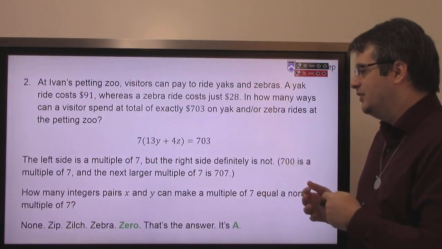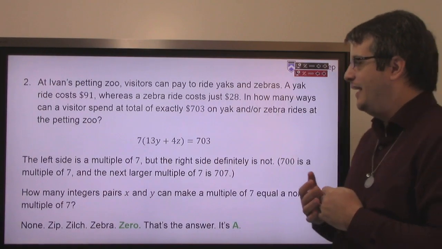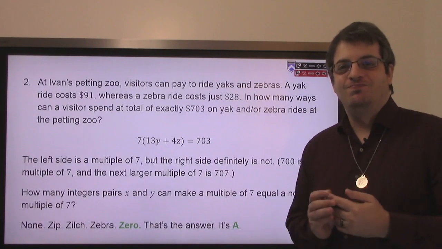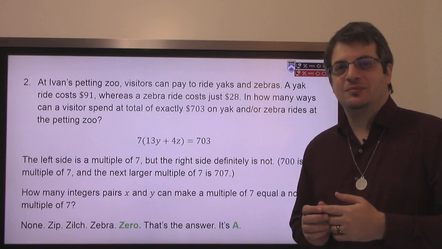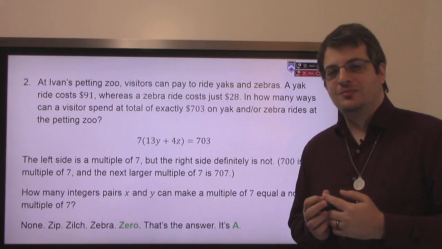So there's no way to spend exactly $703 on yak and or zebra rides at Ivan's petting zoo. Make sense? Got it?